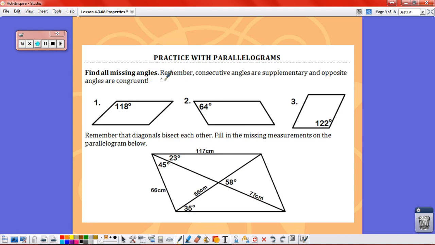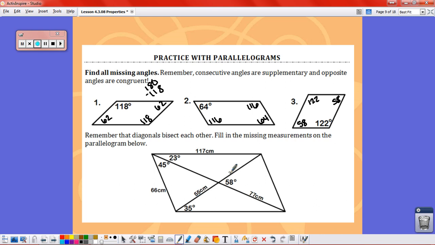So here's some practice. We have 118 degrees. We can find the consecutive angle by subtracting from 180, and we get 62. And opposite angles are equal, so 62 and 118. Subtract 64 from 180, and you get 116. Opposite angles are congruent. Subtract 122 from 180, and you get 58. Opposite angles are congruent.